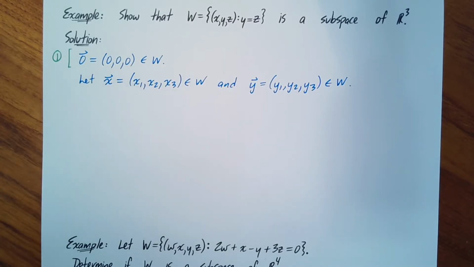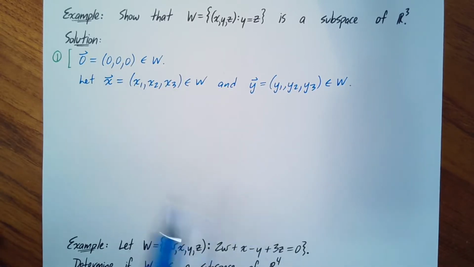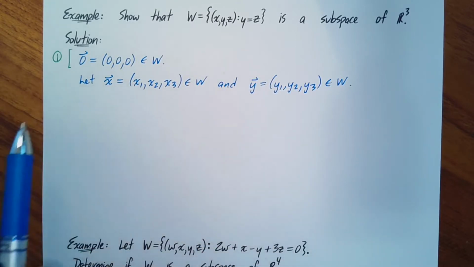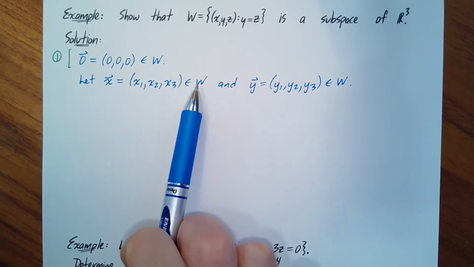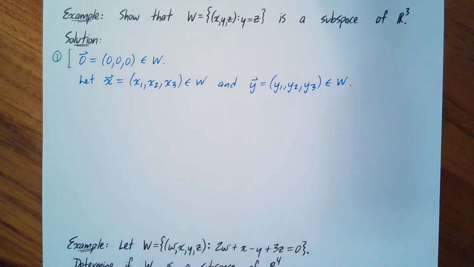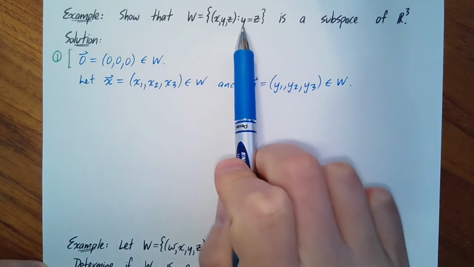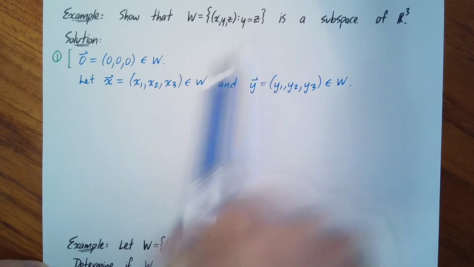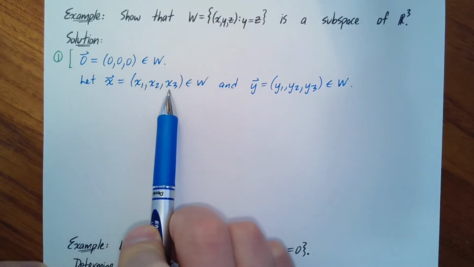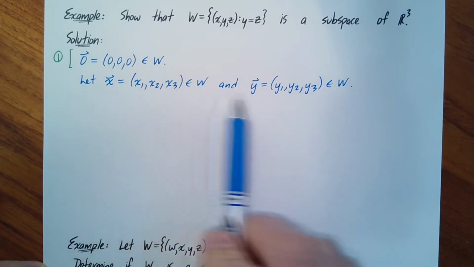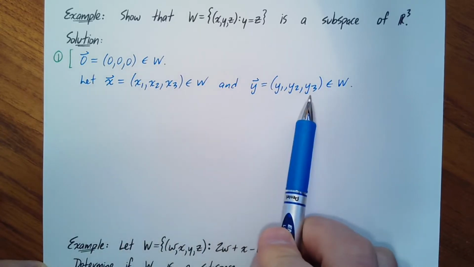Okay, well, what does that mean? What can we say about the vectors x and y, right? We didn't say that they are any vectors in R3. We said they are vectors in W. So that means they have to satisfy a certain condition. They both need to satisfy this condition, meaning that their second and third coordinates must be equal. So in other words, x2 and x3 must be the same. y2 and y3 must be the same.